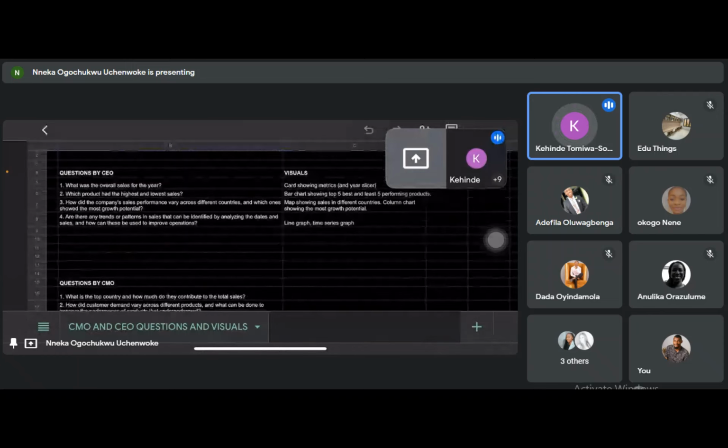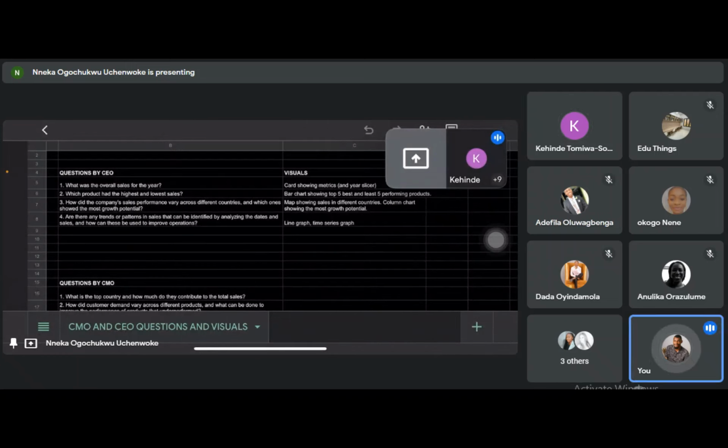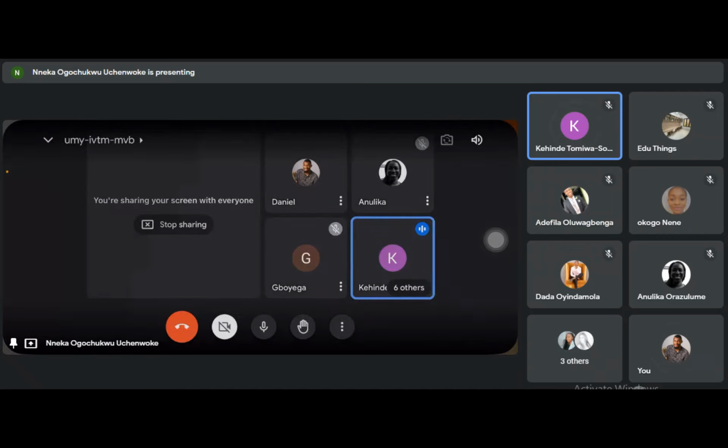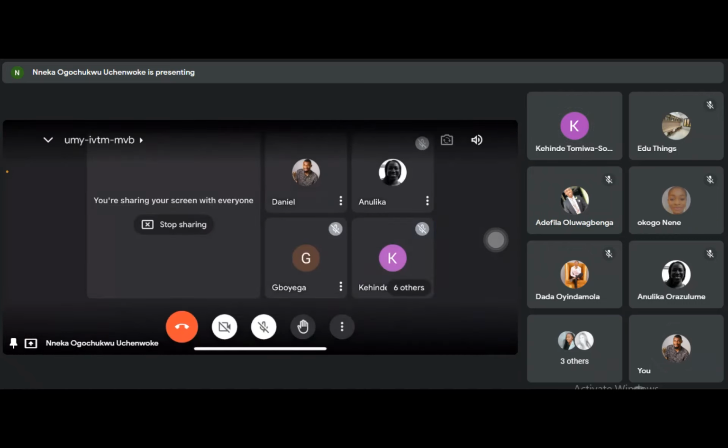thought of while looking at the data is that there is really no way to determine the revenue for the year. So we decided to go with overall sales.